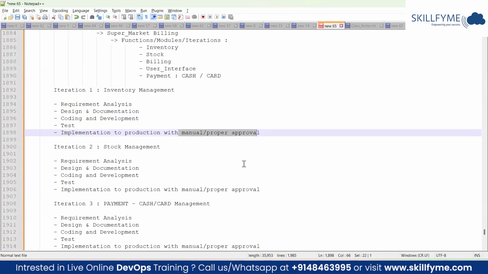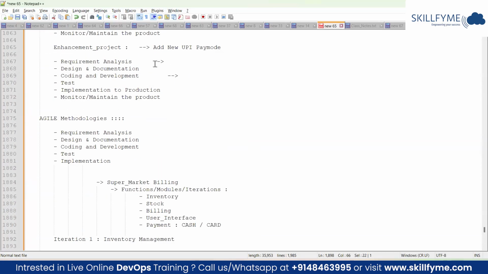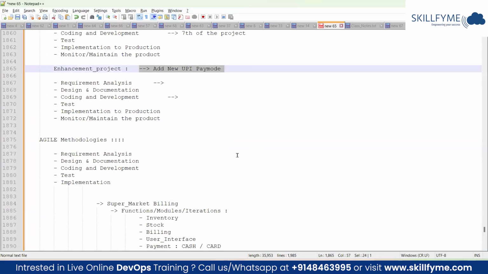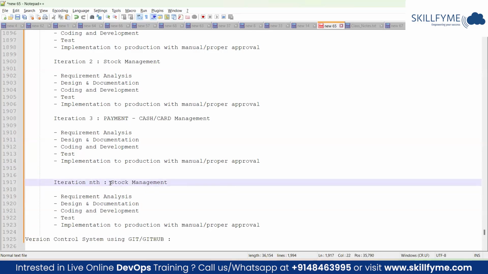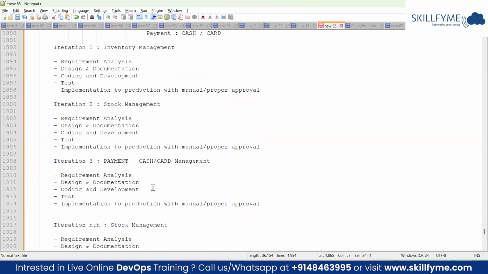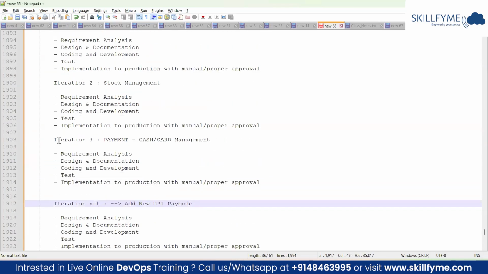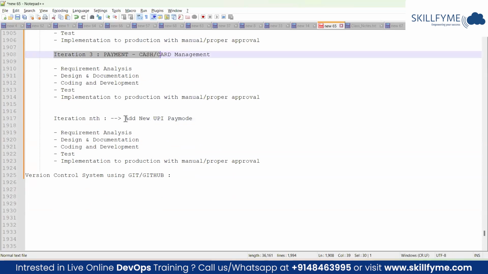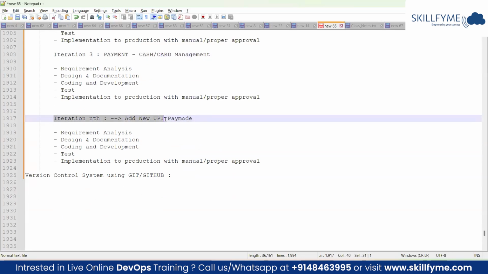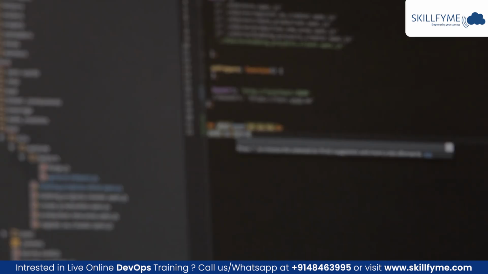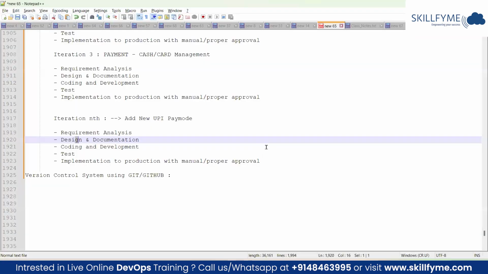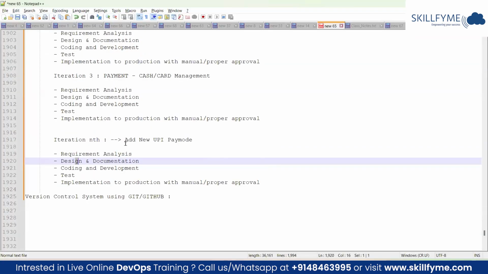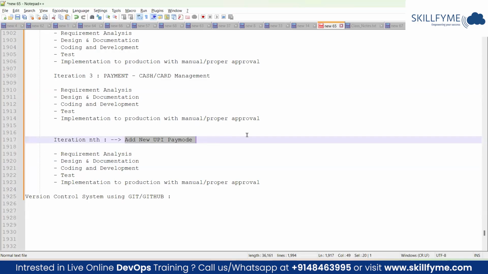In the meantime, if the customer wants to introduce any new feature, we can have an nth iteration, which can be meant for your UPI payment functionality. While you're working on your current requirement, if the customer comes with a new requirement, you can quickly create that iteration and start implementing it. Developers can parallelly design, develop, and implement it. So the customer need not wait. We can accommodate any number of new requirements from the customer. This is what brings agility to the software development process.